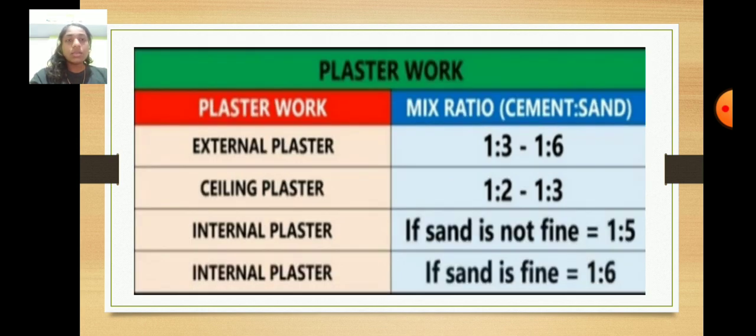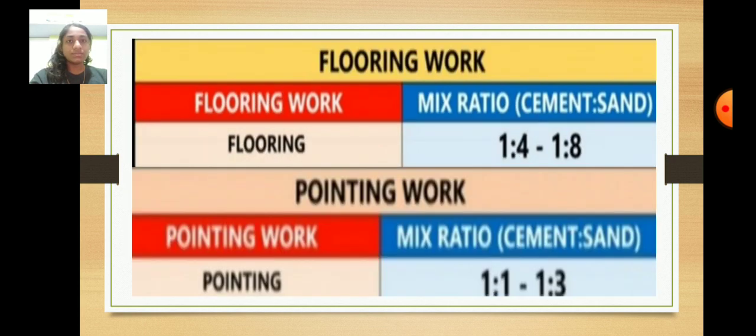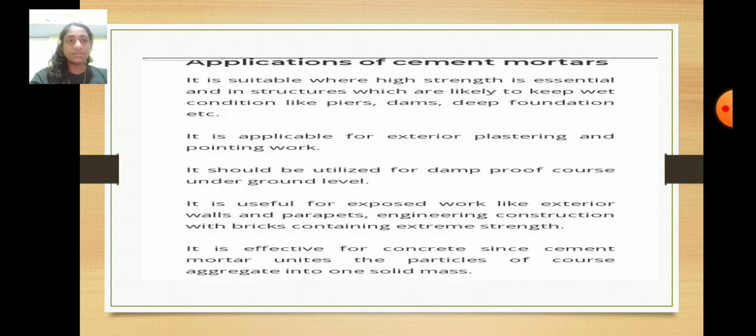Plaster work. External plaster, 1 to 3 to 1 to 6. Ceiling plaster, 1 to 2 to 1 to 3. Internal plaster, if sand is not fine, 1 to 5. Internal plaster, if sand is fine, 1 to 6. Flooring work. Flooring, 1 to 4 to 1 to 8. Pointing work, 1 to 1 to 1 to 3.